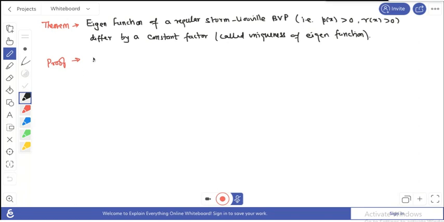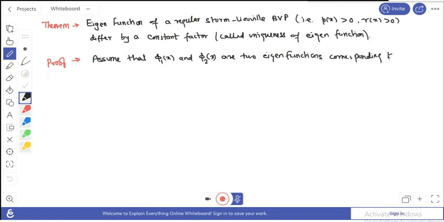The proof is: assume that phi1 and phi2 are two eigenfunctions corresponding to the same eigenvalue, and that eigenvalue is, suppose, lambda.